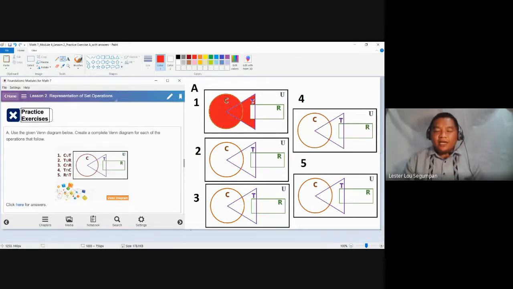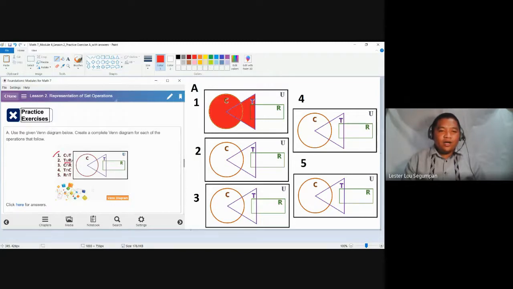This area here is part of R. Yes, it's part of the rectangular figure, but it's also part of the triangular figure. So regardless of whether it's part of another set, it's still part of set T, so include this shading. This is the union of C and T. Following the process of the union for number two, okay, this is already done.